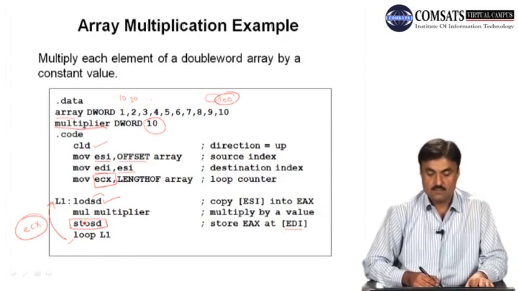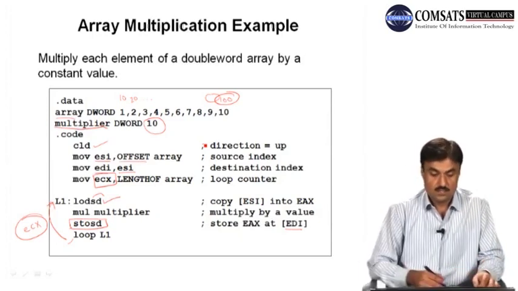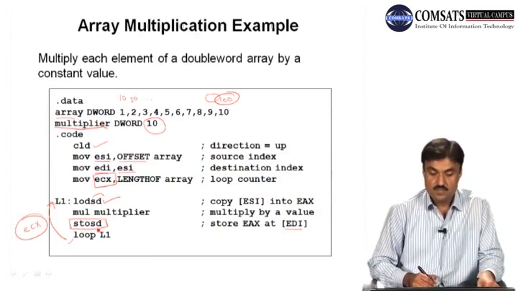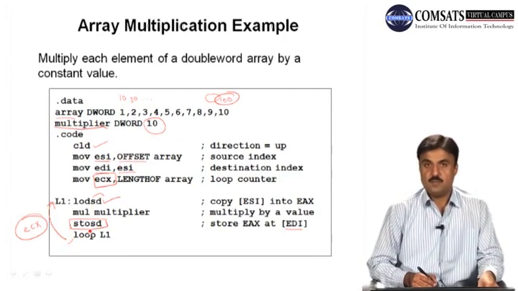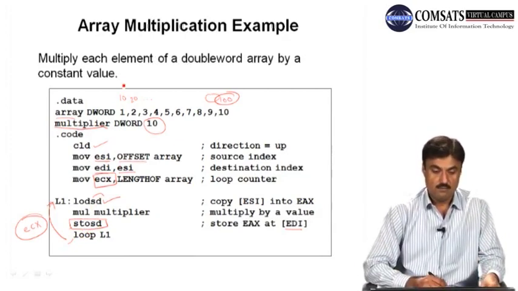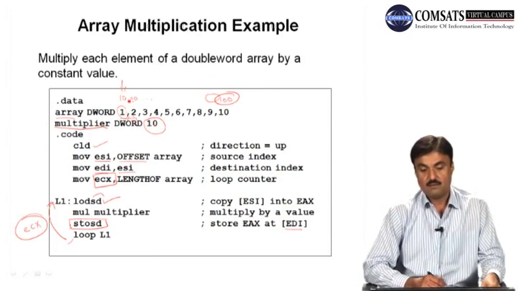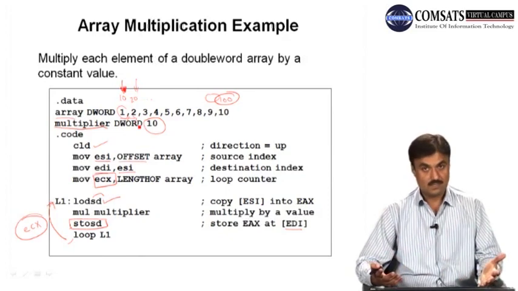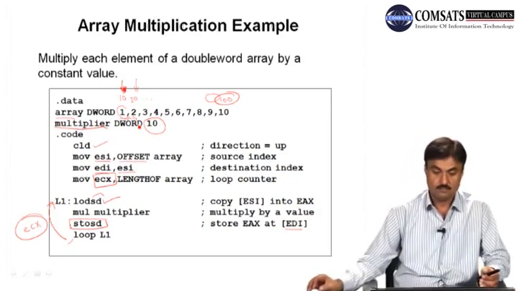So for example, this multiplier result will not exceed the EAX. So the multiplication is still inside the EAX. So what we are going to do, we are going to store the double word from the EAX into the EDI. So when we load, ESI will be incremented. When we store, EDI will be incremented with the same amount. So we are loading this value, multiplying, and storing inside the EDI and so on. So it will traverse all the elements inside the array, multiply with the 10, and store the result into the same array.